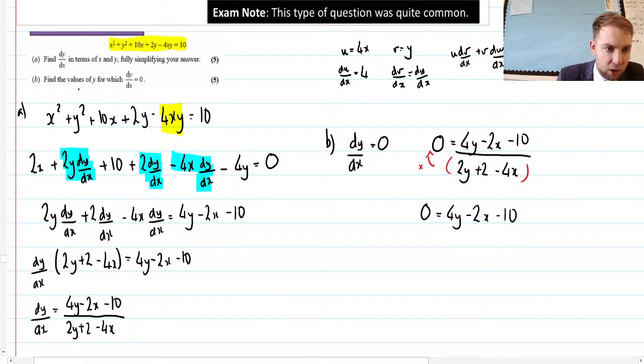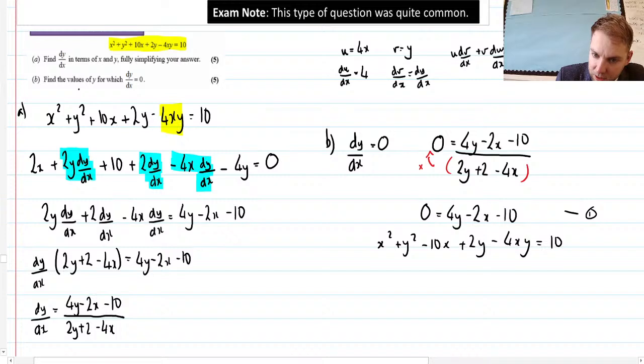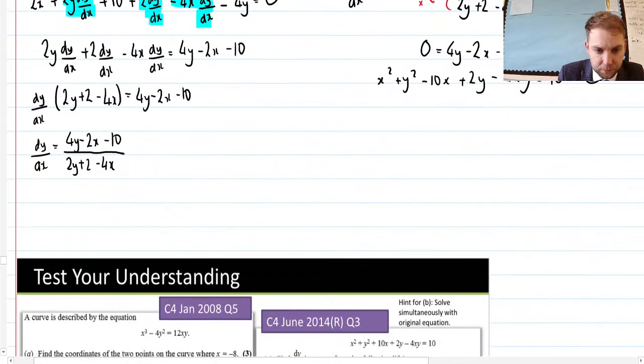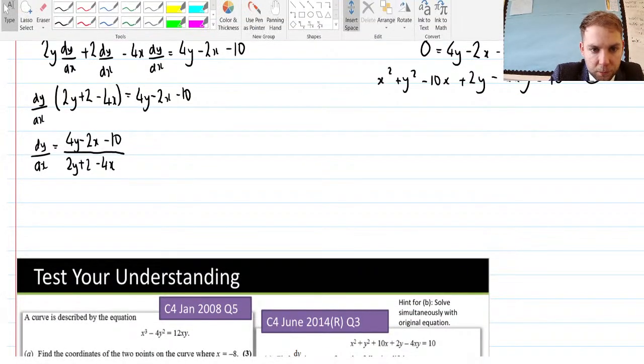But the other equation I've got is x squared plus y squared plus 10x plus 2y minus 4xy is equal to 10. I'm going to solve these now simultaneously. So the first thing I'd probably do is rearrange for x. The reason I'm going to do that on that top one is just to give myself a little bit more room.